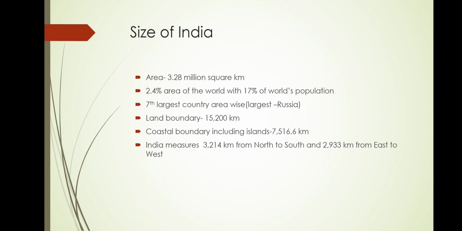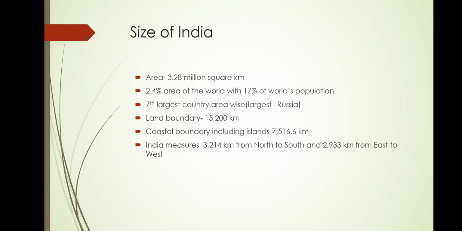Next, now let's learn about the size of India. Size means what is the area of our country, what is the proportion of India in the whole world's land area. So let's know it. So if we see the total area of India, it is 3.28 million square kilometers, which is a huge area, still a very small portion of the whole earth. Only 2.4% of the area of the world, whereas more than 70%.